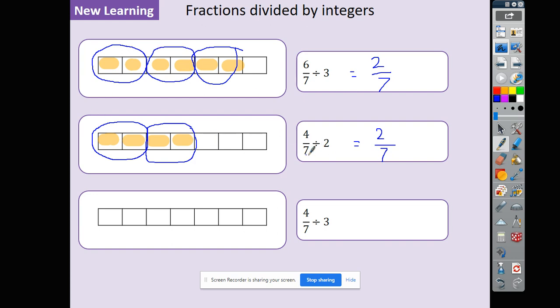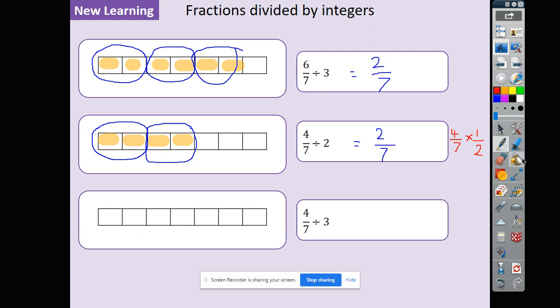What do you also notice with this one? Now it's the same, we're looking at half of it. So actually this is the same as saying 4 over 7 multiplied, let's write that, 4 over 7 multiplied by 1/2. Now hopefully you're starting to spot the pattern with what I showed you on the previous slide.